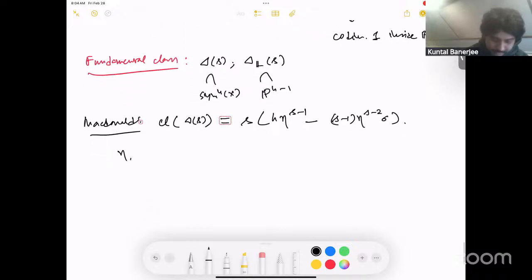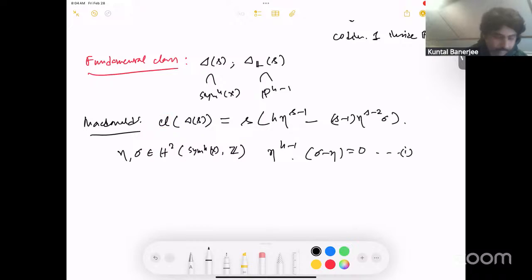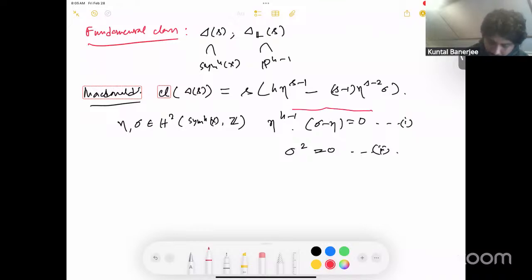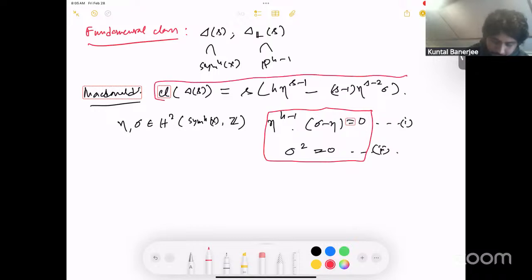Where eta and sigma are inside. And this eta and sigma follow some equalities, and sigma square vanishes and the fundamental class is computed by this.